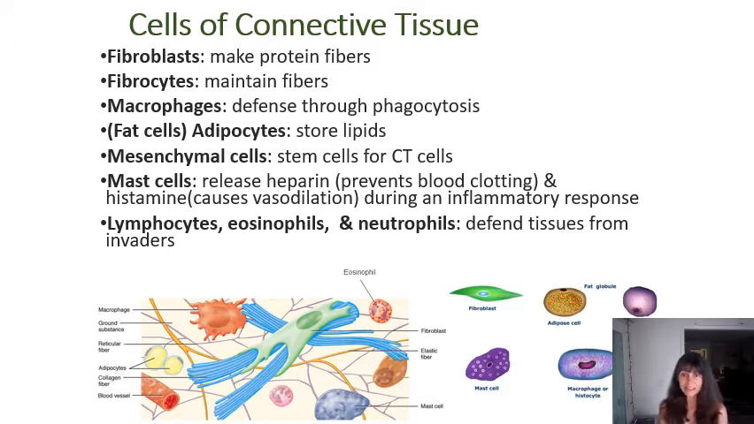We also find different cells of the immune system besides macrophages. We see lymphocytes, eosinophils, and neutrophils, which are also going to defend connective tissue from invaders.